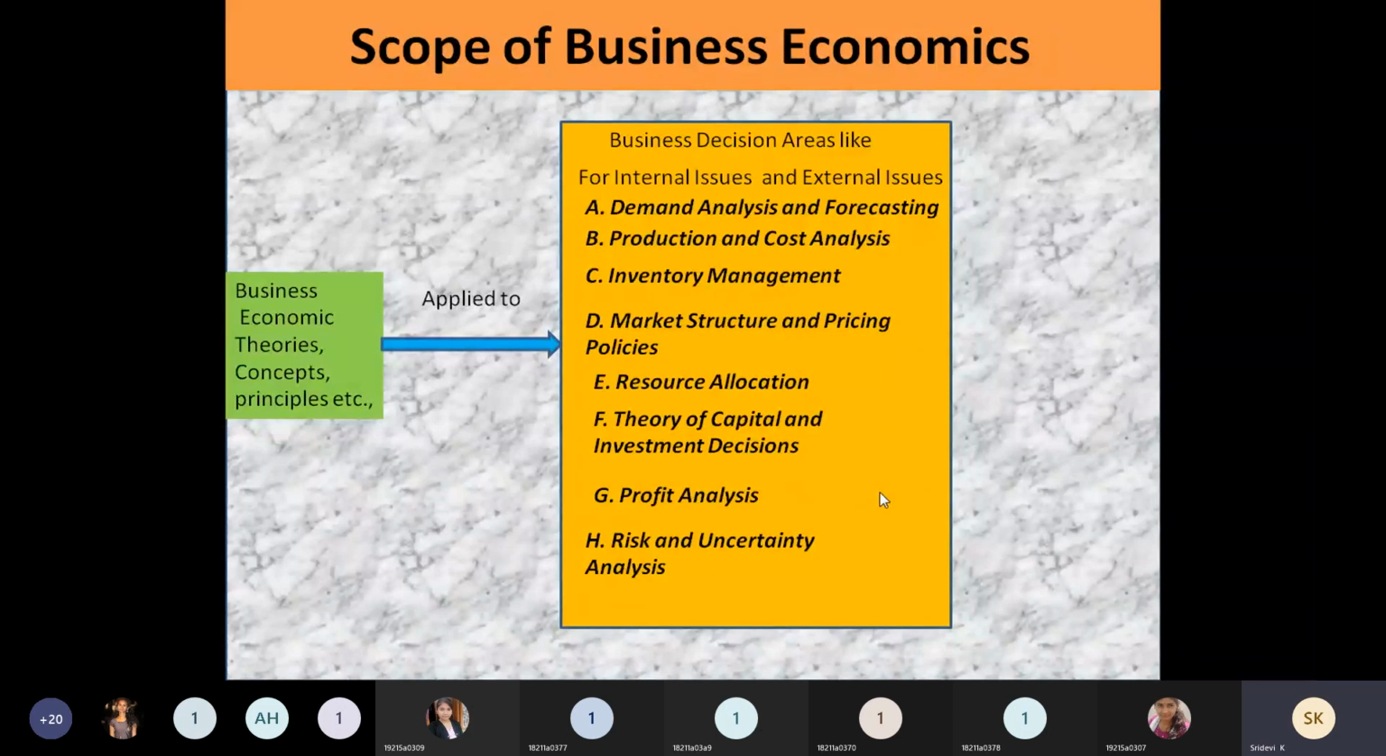So all these are the internal issues where you can apply your business economics theories, concepts, and principles. By applying these, what you are going to get is a solution for a managerial problem. For each and every problem, you need to get an optimum solution. Optimum means a good solution. So how can we get that solution for your managerial problem? You are going to apply in all these areas. How to apply that, we will see one by one in detail.